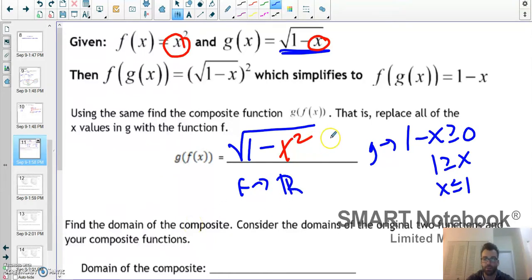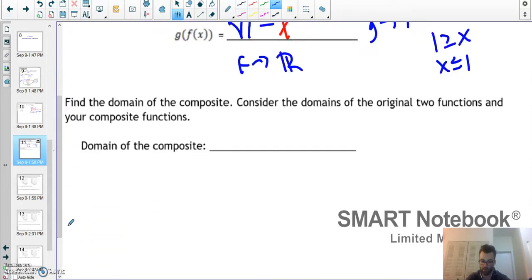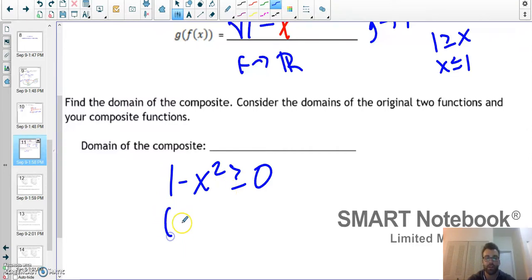Now let's think about this function here, g of f of x. In g of f of x, we have to decide what our domain is. Still, we cannot take the square root of a negative number. So underneath our square root, 1 minus x squared must be greater than or equal to 0. It's tough to think about it that way, but I could factor this as a polynomial: 1 minus x times 1 plus x must be greater than or equal to 0.